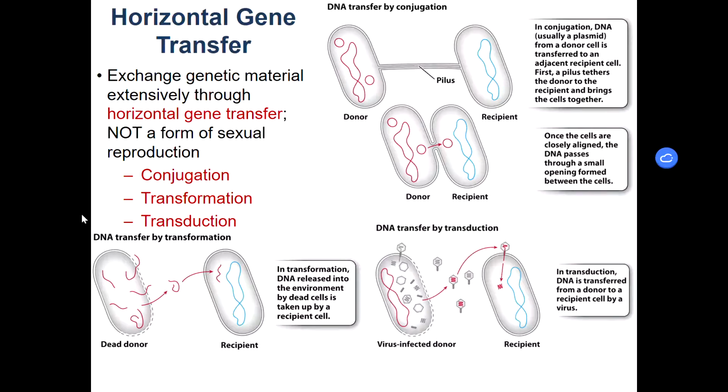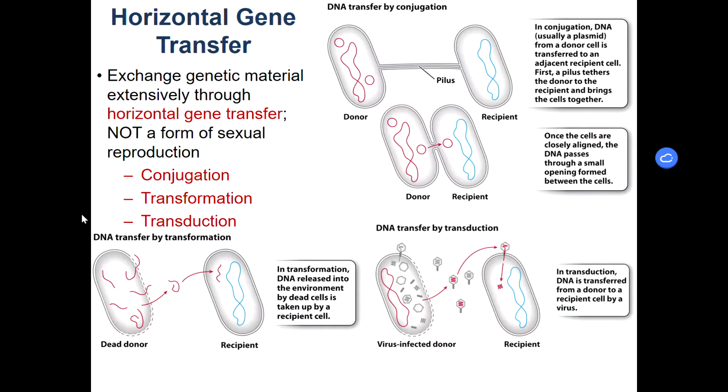The first is conjugation. So conjugation, we have our donor cell, they make a little pilus, and the DNA can go across to the recipient cell. So literally it's like they make a little hallway and they share some DNA.